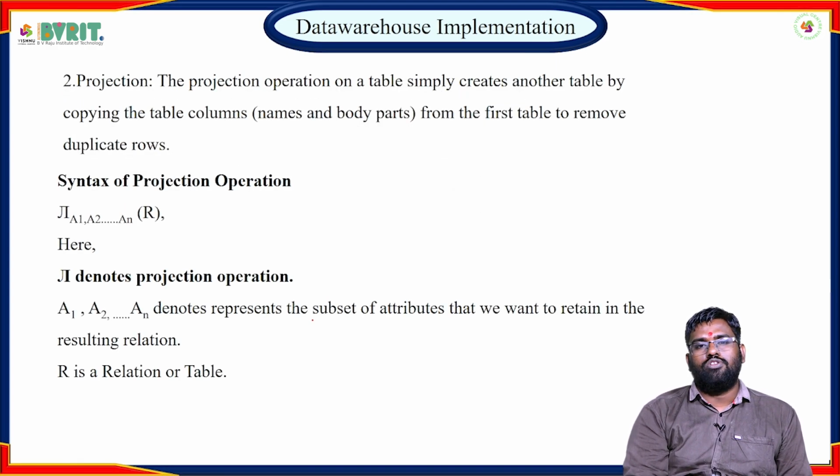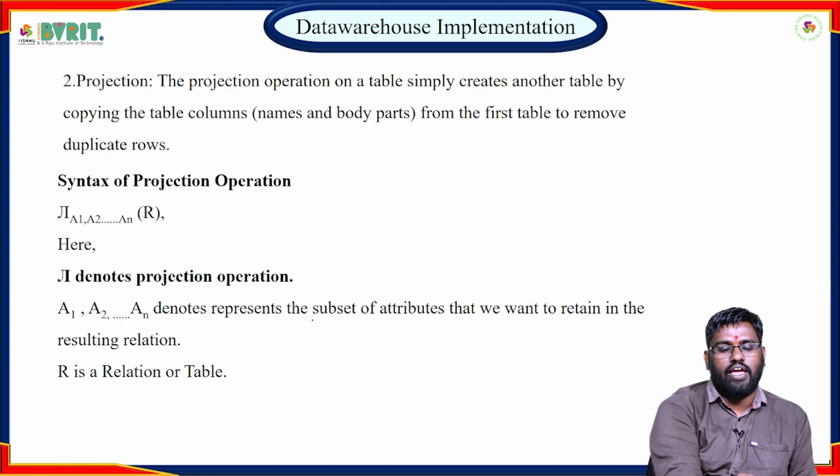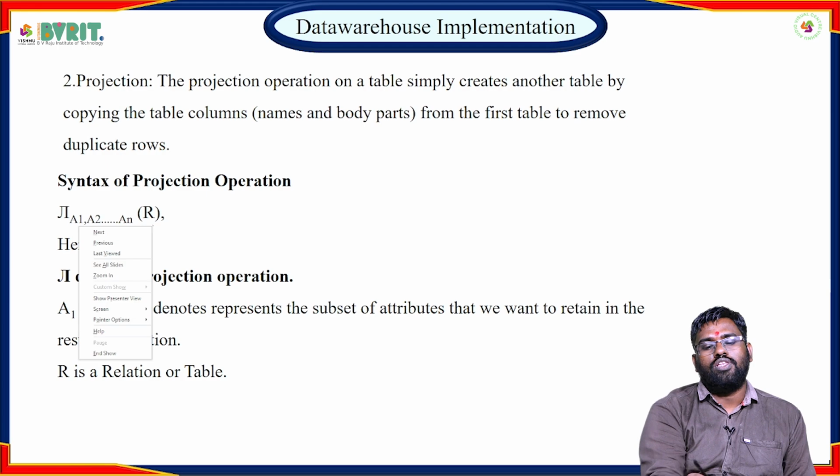Second one, projection. Projection means it is used to combine all the attributes into the given retrieved table. So that's why I took pi of attributes A1, A2 and so on. These are all the attributes with the relation operation R. I will show you with an example.